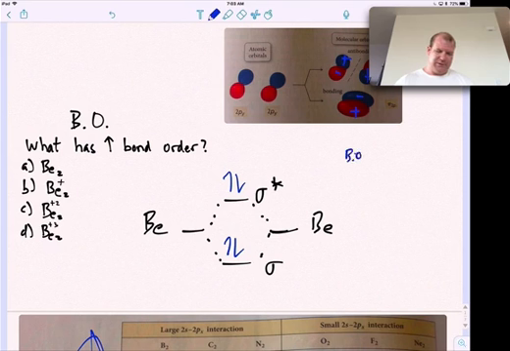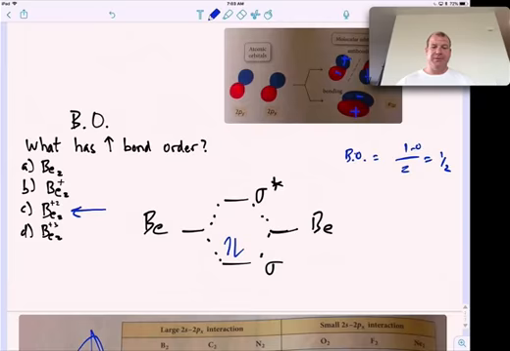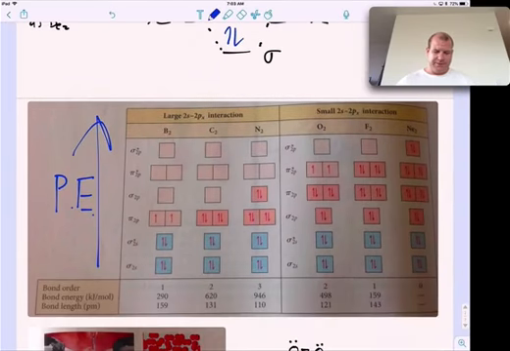This has a bond order of 2 minus 2 over 2. This is 0. So plus 1 is going to be 1/2. Plus 2 is going to be 1. Plus 3 is going to be 1/2. So beryllium plus 2 has the highest bond order. Okay.